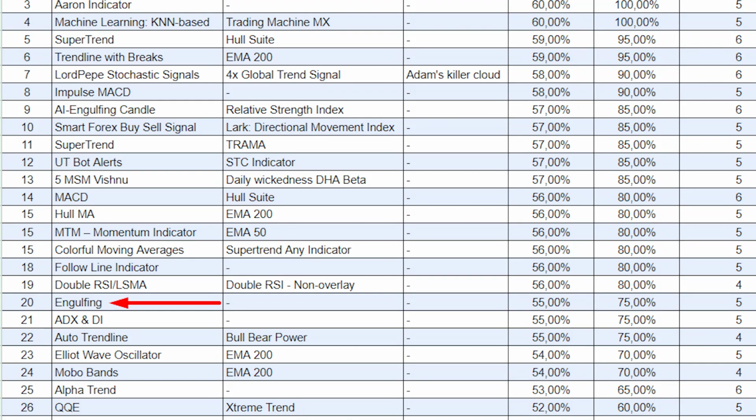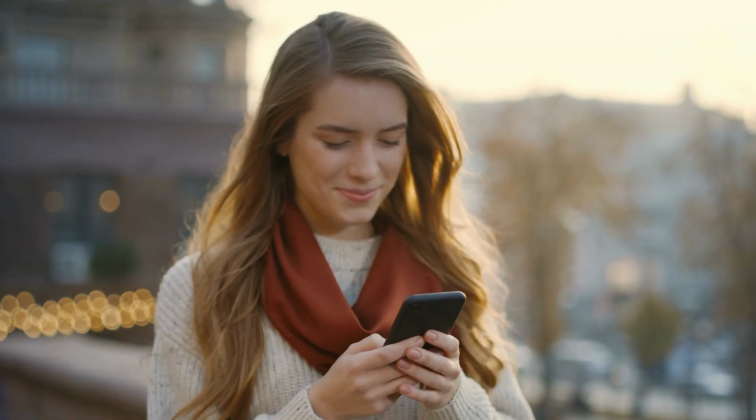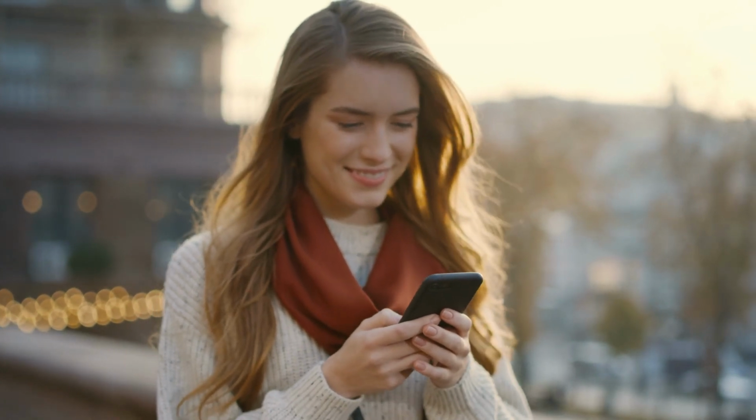Conclusion. Here is my conclusion. This strategy is rank 20 from our strategy list. I think we need to combine this indicator with another trading indicator. So that's all about the best candlestick pattern indicator in TradingView.